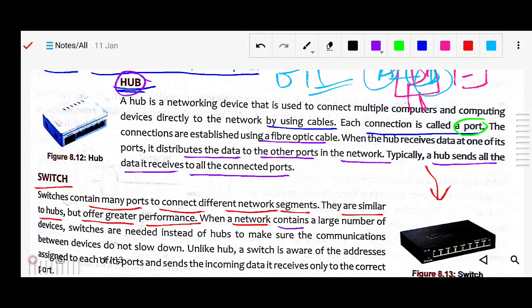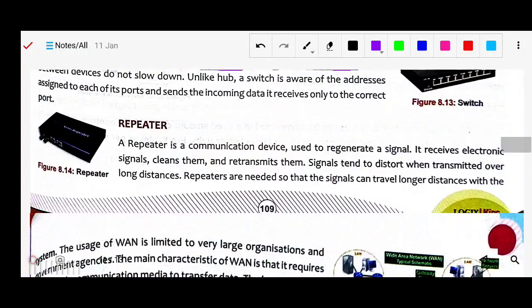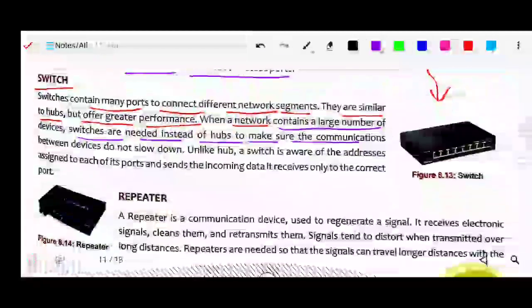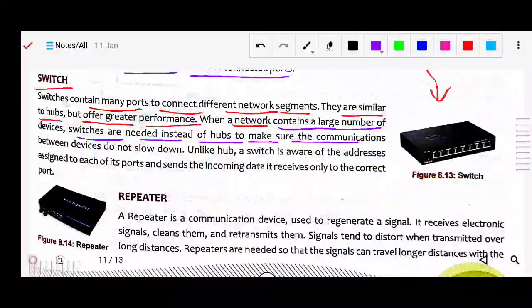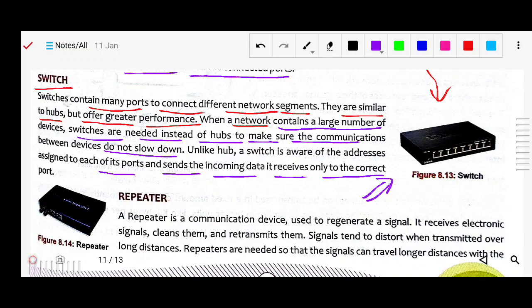A network contains a large number of devices. Switches are needed instead of hubs to make sure the communication between devices does not slow down. So why are we using these switches? Many computers are there, so at that time we need switches, because they will not slow down our network. Unlike a hub, a switch is aware of the addresses assigned to each of its ports and sends incoming data to the correct destination. So these switches are a little bit more intelligent compared to the hub.